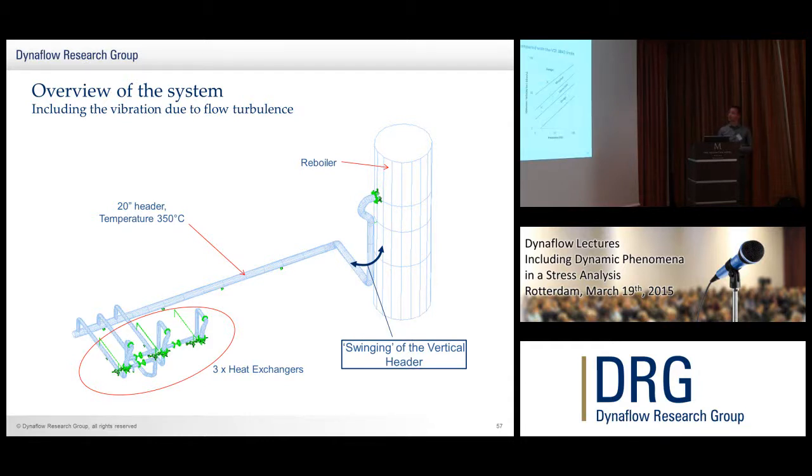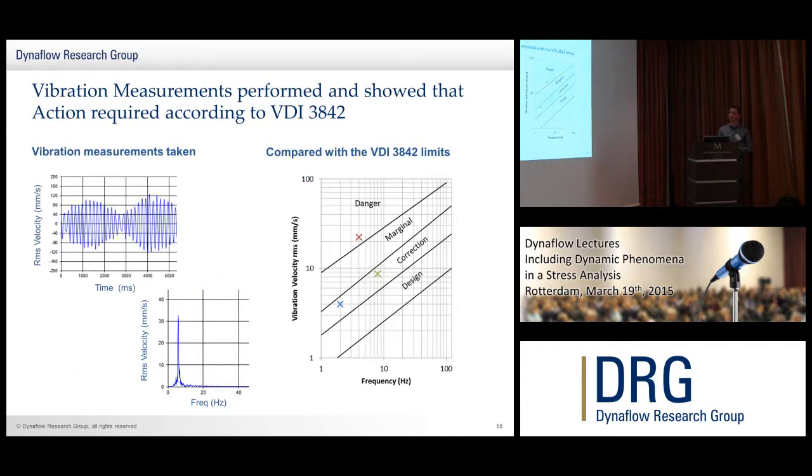Now, measurements were taken. So we placed a sensor on the header at various points. The velocity profile formed a peak, and this was then compared with the limits from the VDI. A number of points were chosen and compared, and it was seen that some were in the danger zone, some in the correction zone, and it was determined that it did not conform with the VDI guidelines. So the question was, what more detailed analysis could be done?